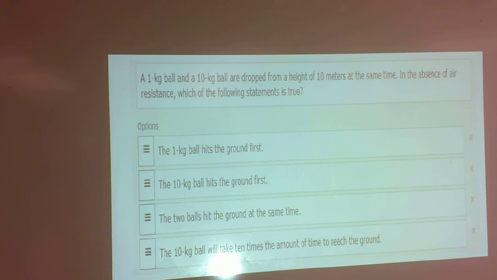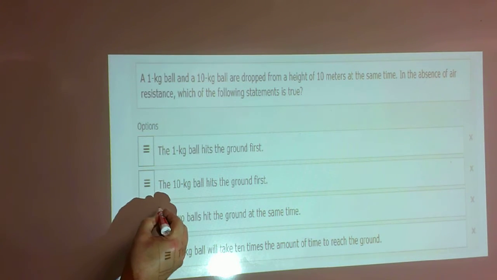First of all, this is question number 1, so if you're following along, you can watch from the slides. You've got 2 different balls that are dropped from a height of 10 meters. In the absence of air resistance, which of the following statements are true? As long as they are the same shape, if you have feathers that are in the same shape, they're going to hit the ground at the same time.